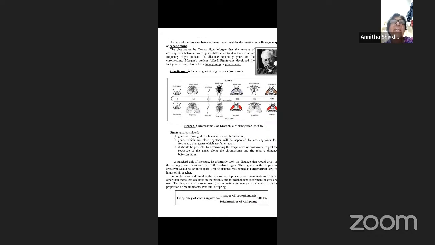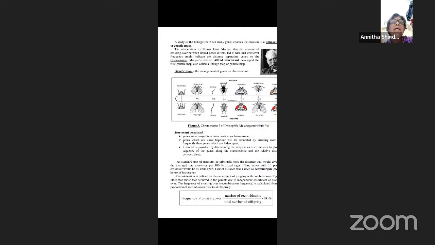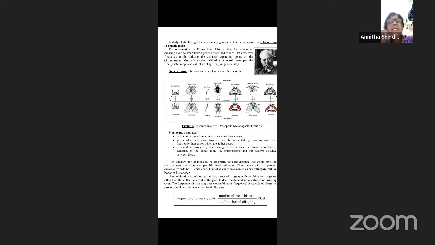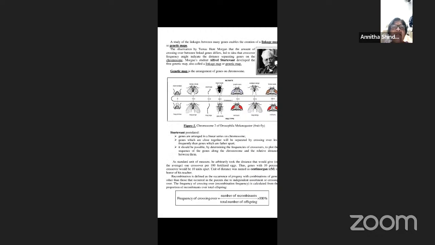Then what do you mean by a genetic map or linkage map? A study of linkages between many genes enables the creation of a linkage map or a genetic map. The study of linkage between many genes, because on a chromosome you don't have one single gene, you have a number of genes. All put together, the study of the linkages between many genes constitutes a linkage map or a genetic map. So a genetic map is nothing but an arrangement of genes on the chromosome.